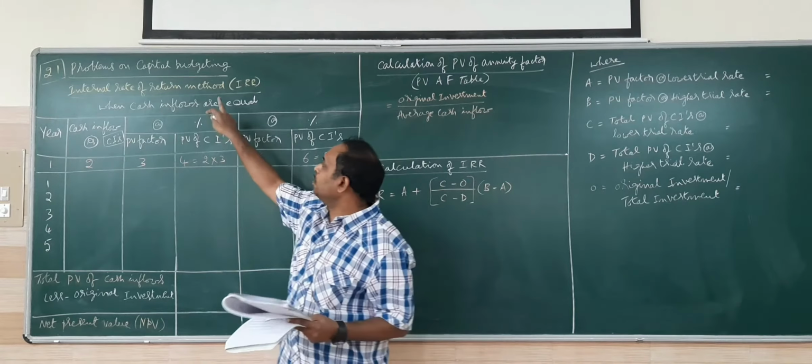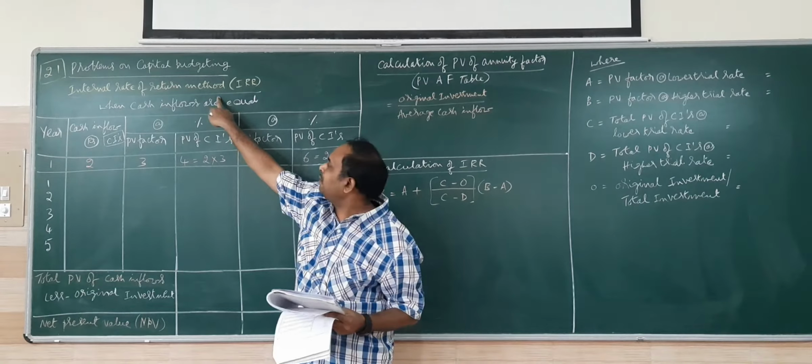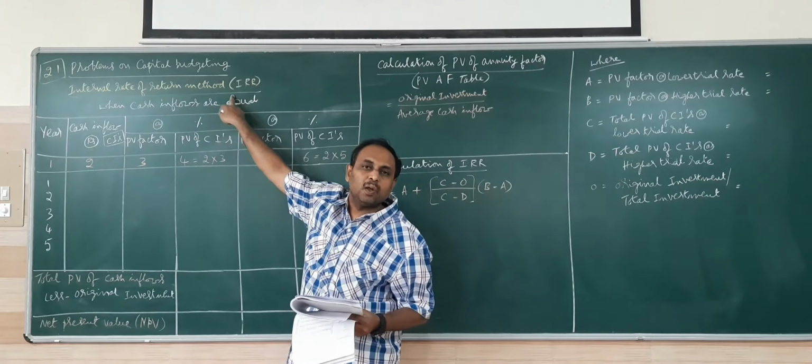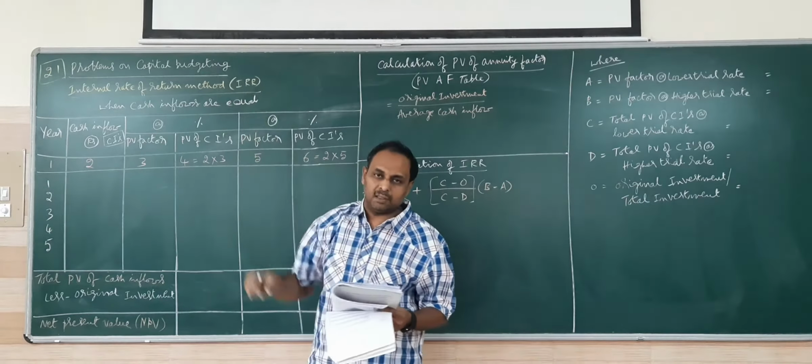Today we will get into the next method called the internal rate of return method. We also call it IRR method in short. What is the internal rate of return method? This method is going to give us a particular percentage wherein the cash outflow is equal to cash inflow. So at which percentage will the cash inflows be equal to cash outflow?